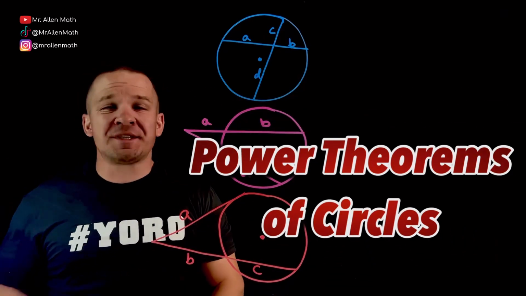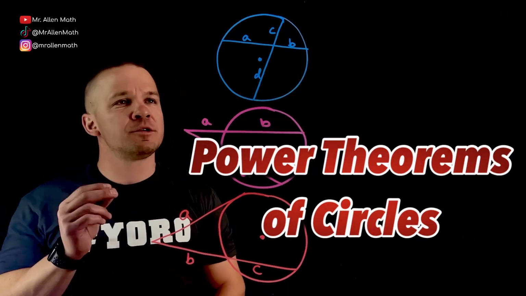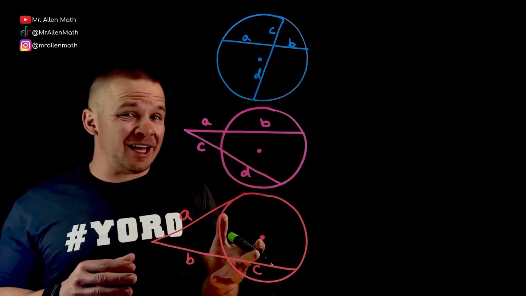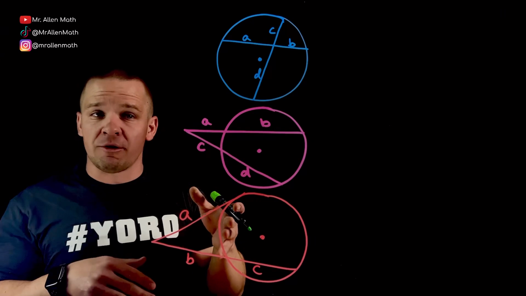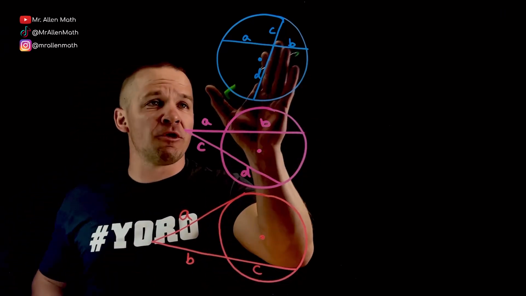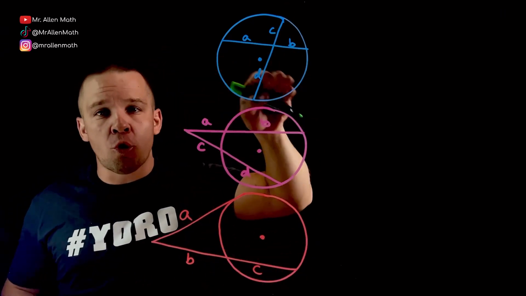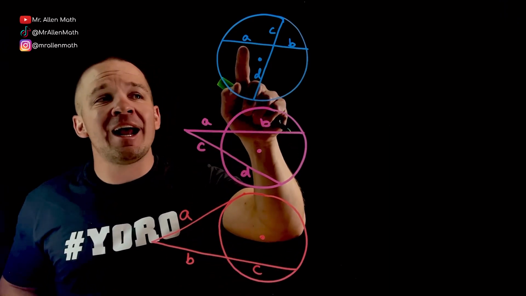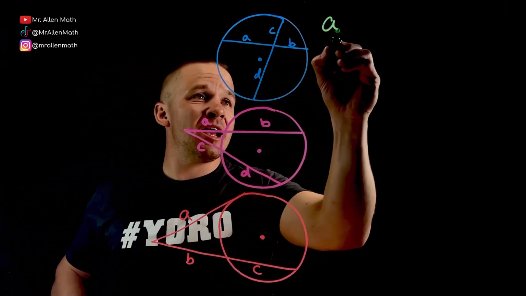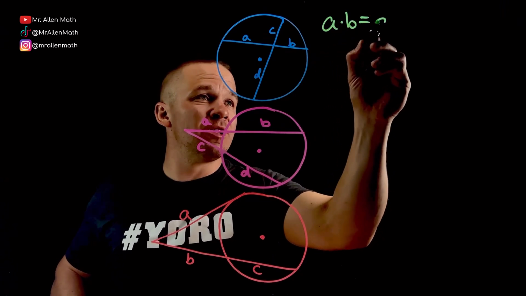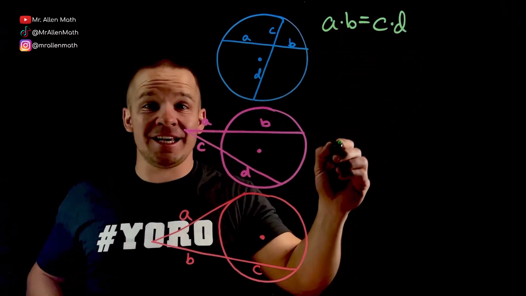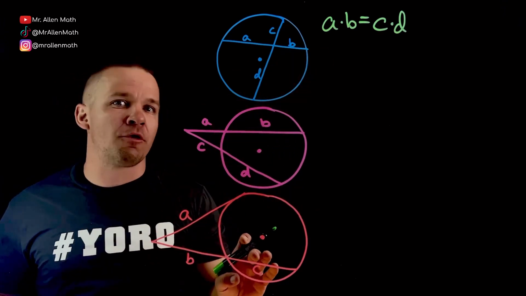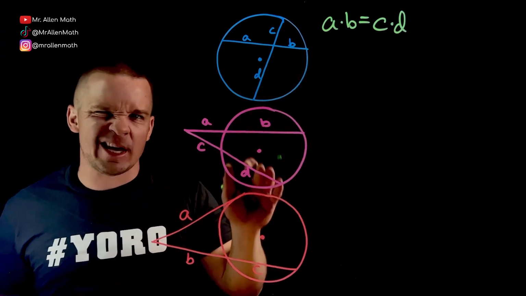Mr. Allen here with some power theorems of circles. And yes, they are super duper powerful. We can find missing lengths within these circles by knowing a few of them. It's pretty dope. All right, so this first one here, we have two chords going on, and they divide each other proportionally. Here's what we got: A times B is going to equal C times D. I know, right? Insane, right? We'll do an example for each after we go through all three of these formulas, okay?